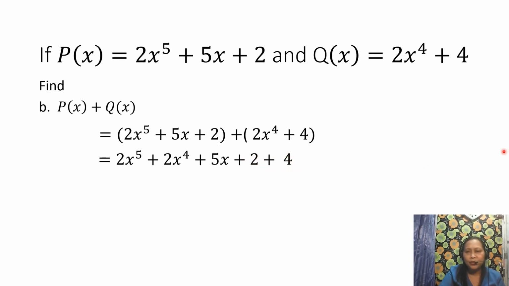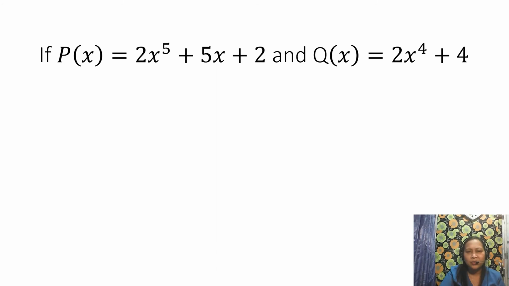2 plus 4 is 6. We will just copy 2x raised to 5 plus 2x raised to 4 plus 5x plus 6. So this is now our solution. Now let us proceed to the third example, the third one.